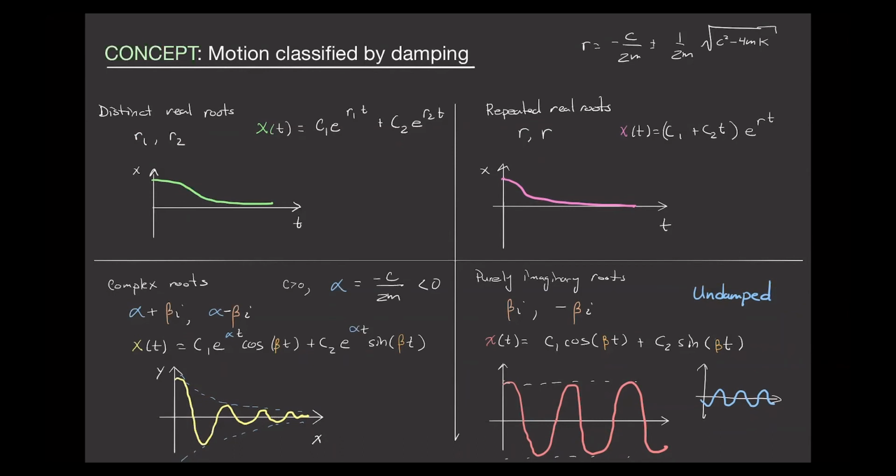In the other cases, since there is still oscillation in the complex roots case, we call that underdamped.